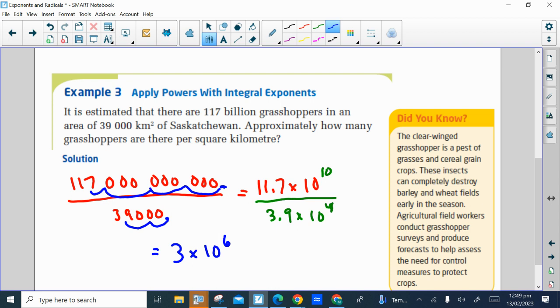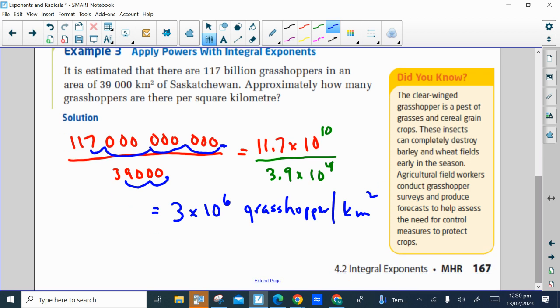So there's our answer. Our answer is that there are 3 times 10 to the 6 grasshoppers per kilometer squared. And if you wanted to write that in expanded form instead of scientific notation, that times 10 to the power 6 means you have to move the decimal to the right 6 spaces.